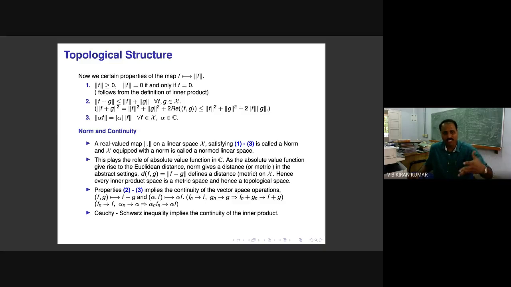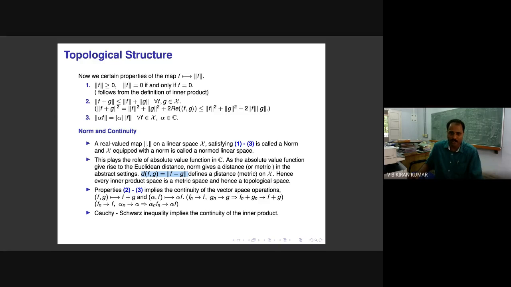So, how does the absolute value function behave in the complex plane? You have non-negativity, you have this property, you have the triangle inequality, the classical one, and this is of course the modulus property, that is straightforward. Okay, so whatever the absolute value function does in the complex plane, that is the role of the norm in the abstract normed linear space. As the absolute value function gives a distance between two complex numbers, obtained by the absolute value of z minus w, similarly, here it gives a general distance, something called a metric. d(f,g) you define to be norm f minus g. This defines a metric or a distance on X.